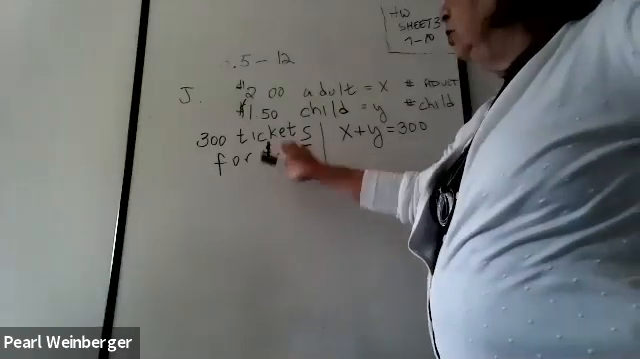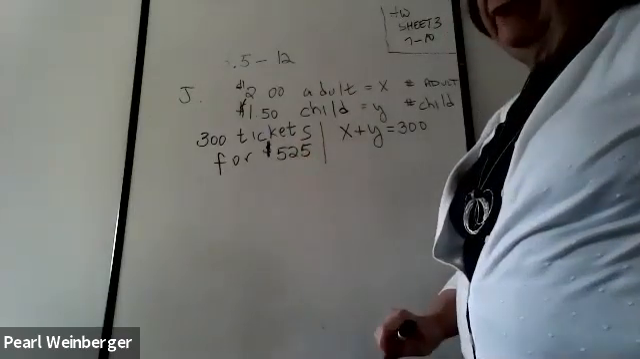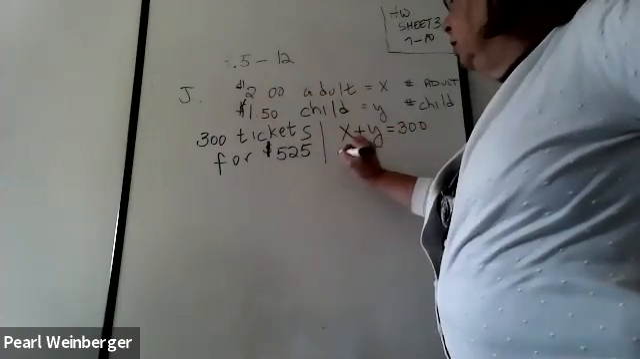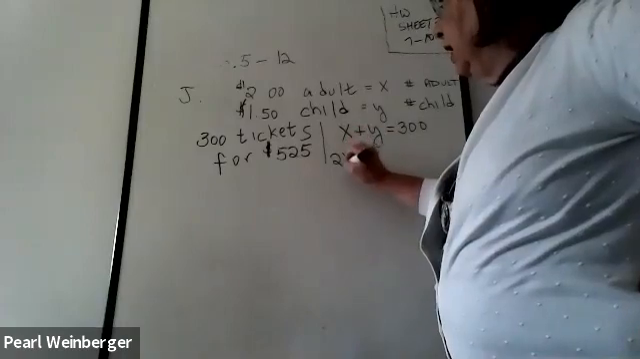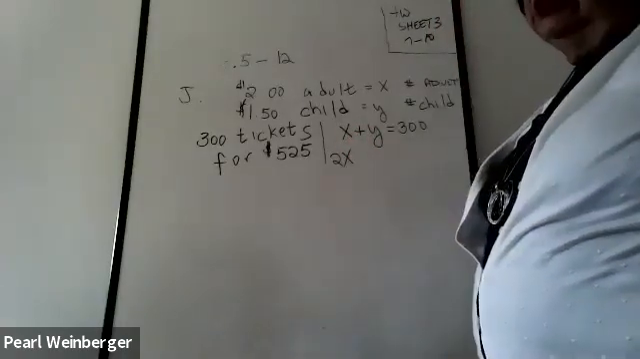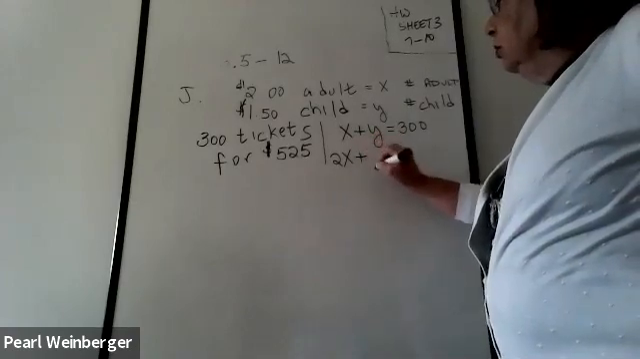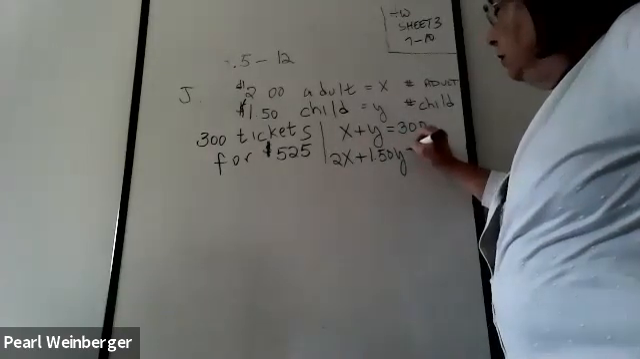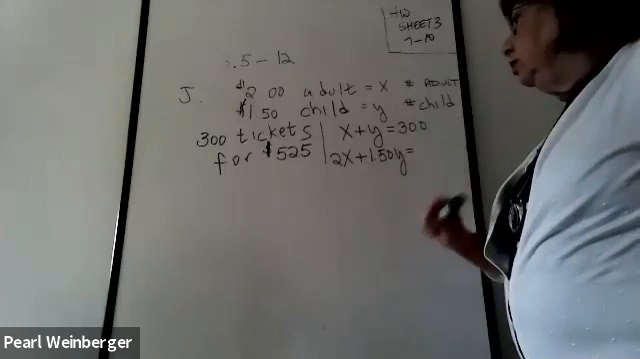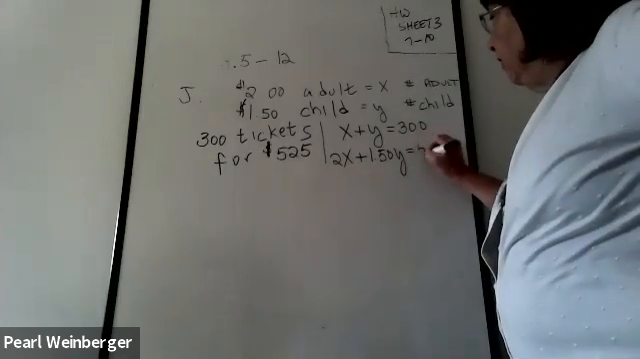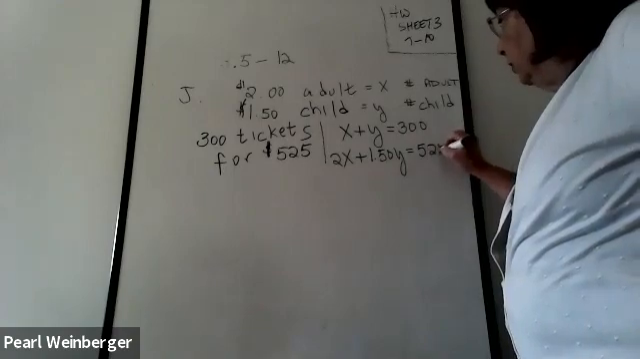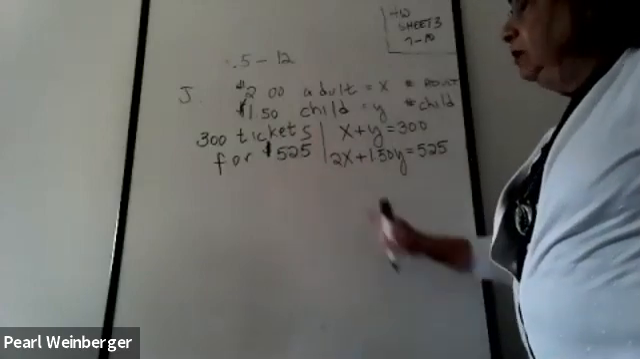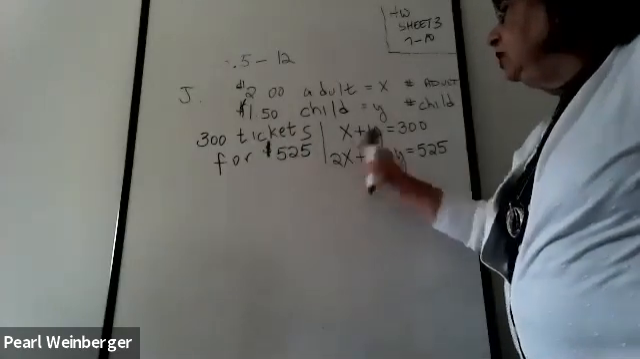Now we have to take into consideration the money because of the $525. We know each adult ticket costs $2. So we're going to get 2 times X as the amount of money we're getting from the adult tickets. The children's tickets cost $1.50. So $1.50 times Y is the amount of money they're getting from the children's tickets. And the total is $525. In other words, once I start using the 525, which is money, I have to include the amount of money each of the tickets cost.